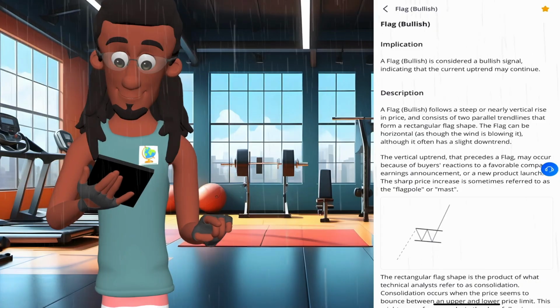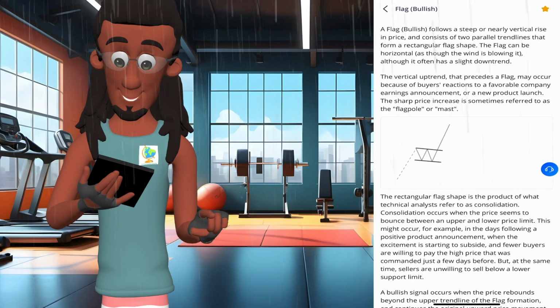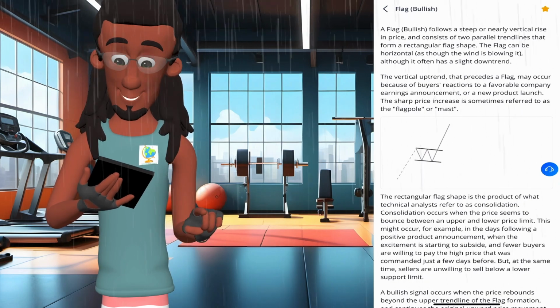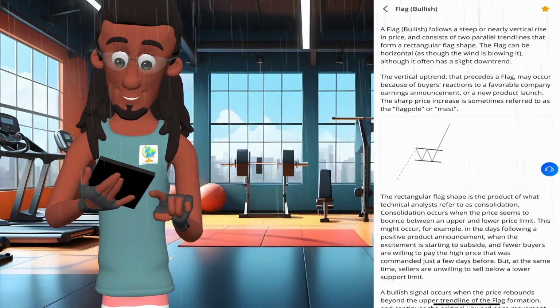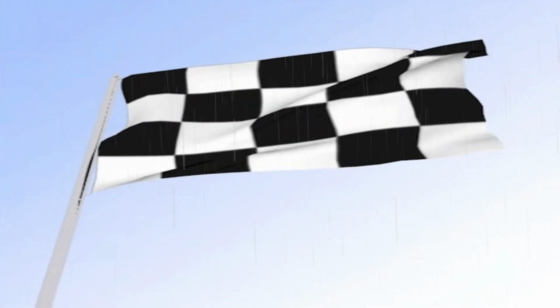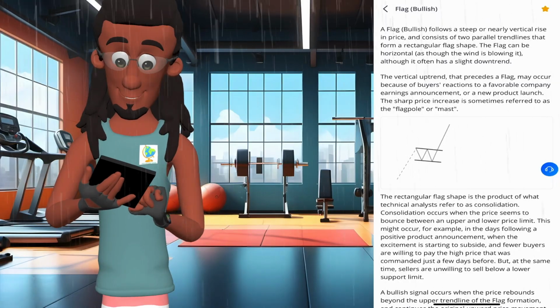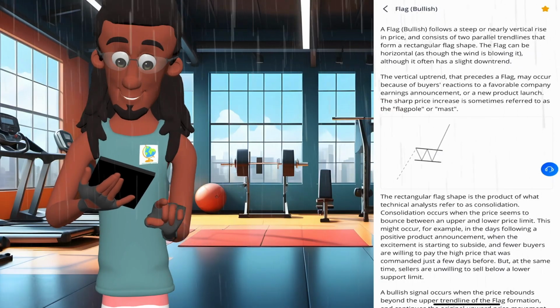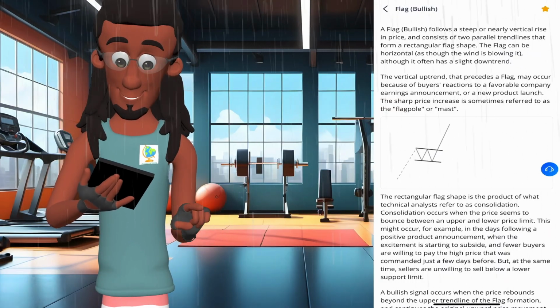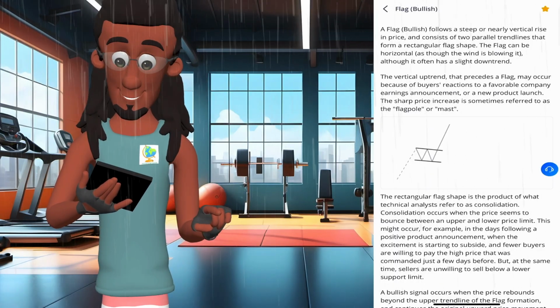All right, a bullish flag follows a steep or nearly vertical rise in price and consists of two parallel trend lines that form a rectangular flag shape, as you can see in the diagram below. The flag can be horizontal, as though the wind is blowing it. Interesting. Although it often has a slight downtrend. So keep that in mind. Don't think that if you want the flag to go up, it needs to be trending up. No, it's kind of a slight downtrend and then a pop out of the end of the flag.